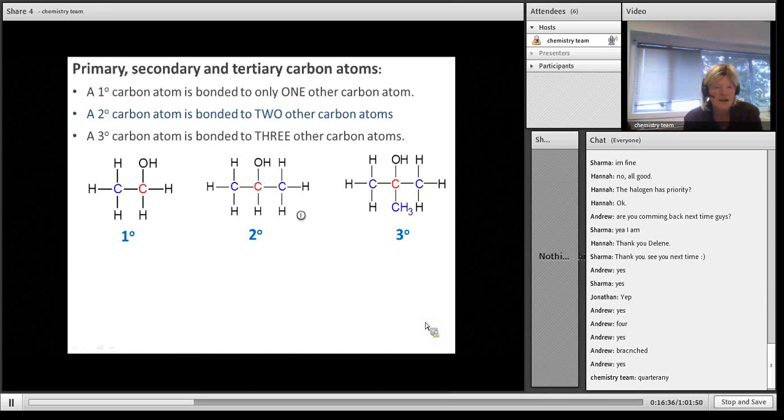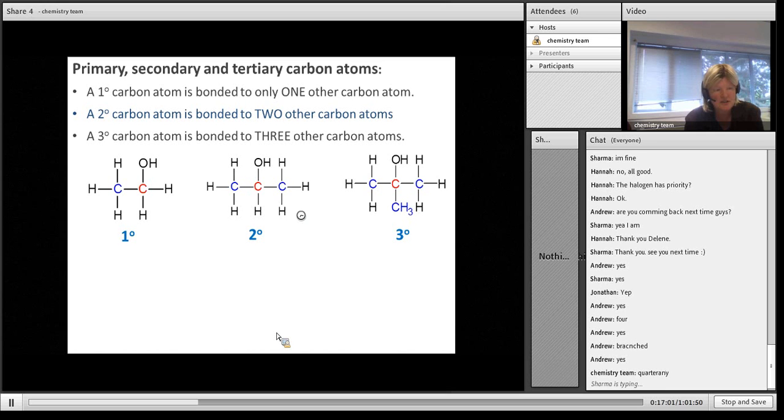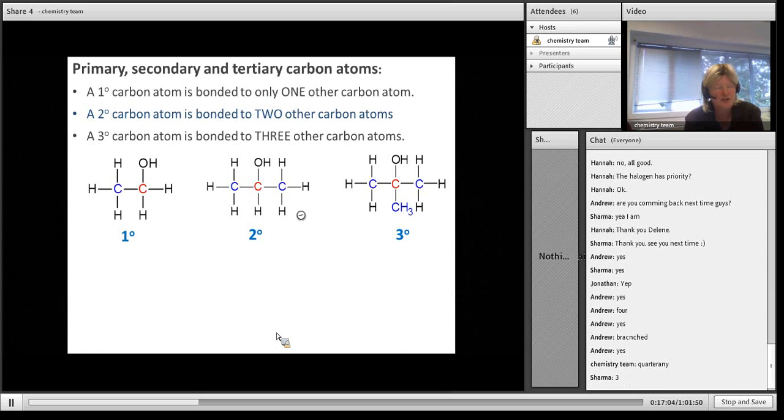Okay. Now, nitrogen can be exactly the same, but how many bonds can nitrogen have in total? So think of how many bonds nitrogen can form. Is it one only, two, or three, or four? Does anybody want to have a go? Sean? Three, correct.